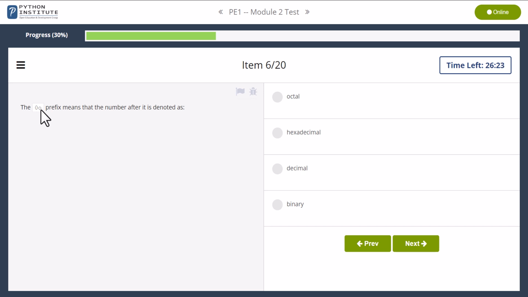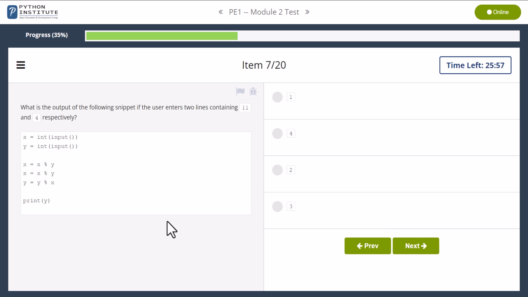The 0 prefix means that the number after it is denoted as... So this is the octal denotation. We also have the hex denotation, 0X. We also have the binary denotation, 0B. But this one is for octal. Very rarely used, but it's available.